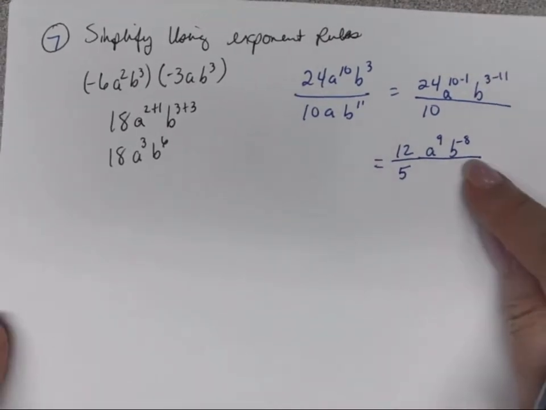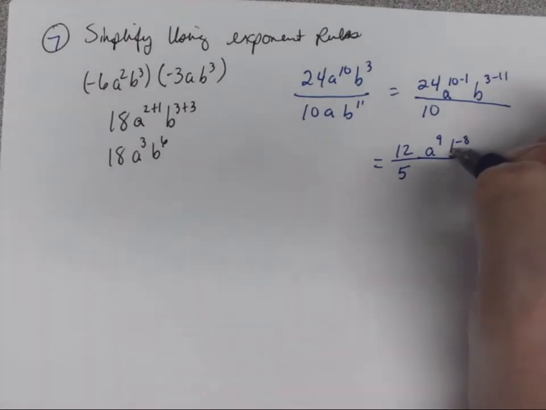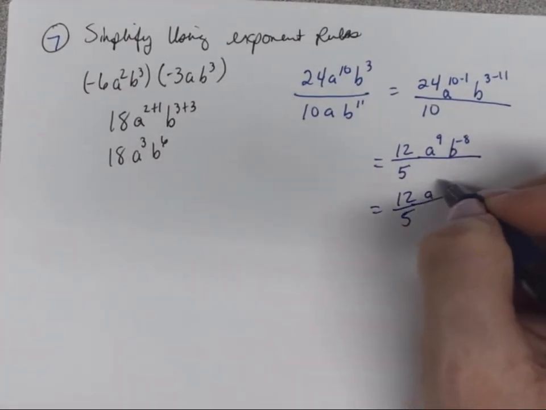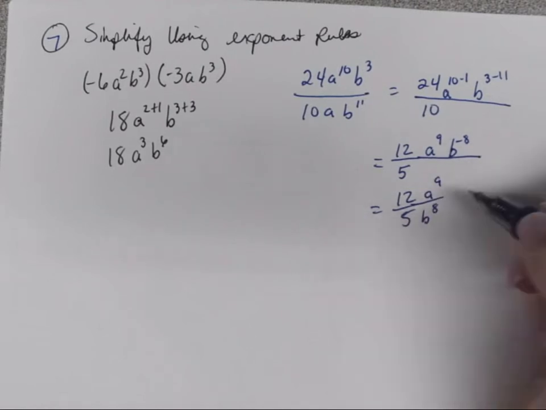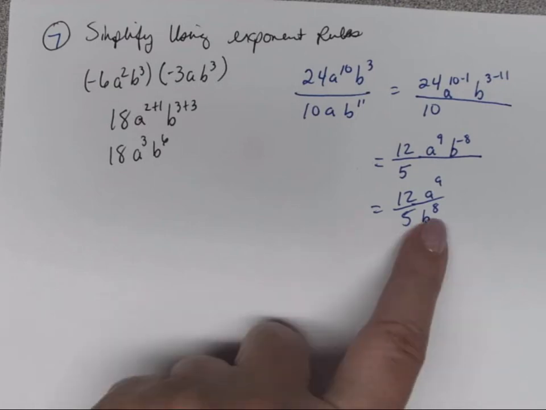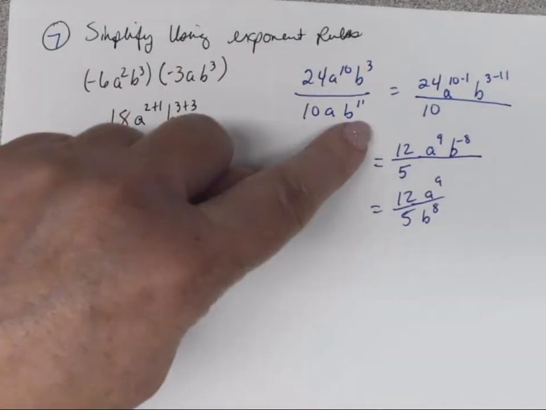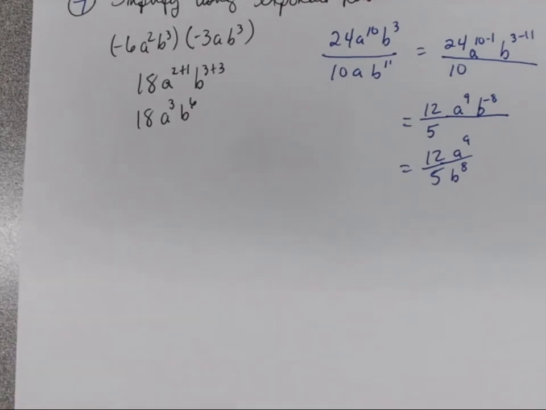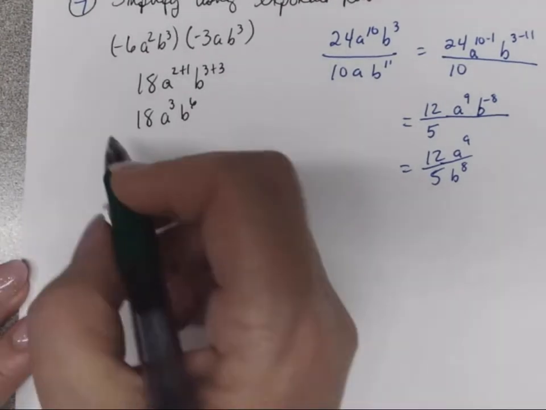Well, I can't leave it with a negative exponent. I have to have all positive. So this will become 12 over 5, a to the 9, and the 8 will go down for the b's. So that's one way you can do it. You did not have to go this way. You could have just done the b's getting down to the bottom at the beginning. And you'll see that as we move forward. All right, let's look at this example.